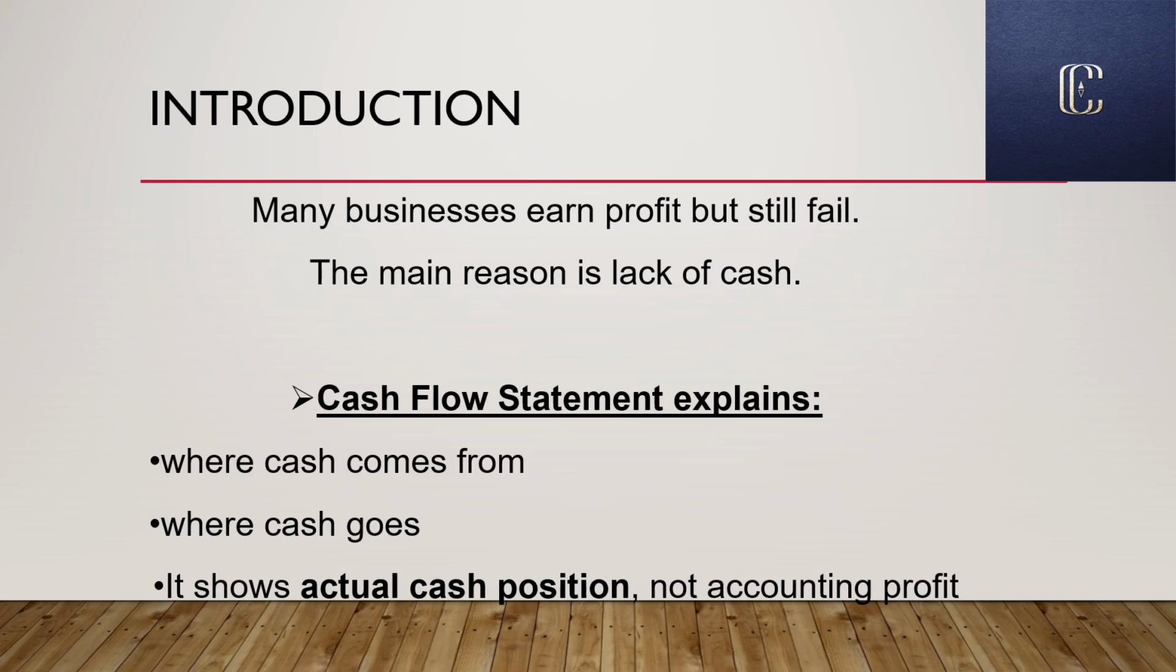Let me take a small example. Profit is 50,000 rupees, but debtors increased by 40,000 rupees, and stock increased by 20,000 rupees. So 60,000 rupees of cash is blocked. The result: profit but negative cash inflow. That's danger.